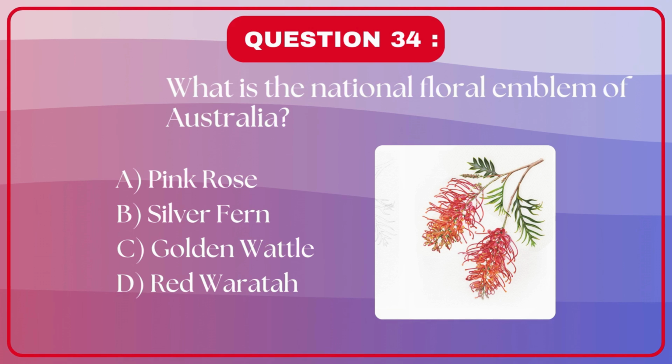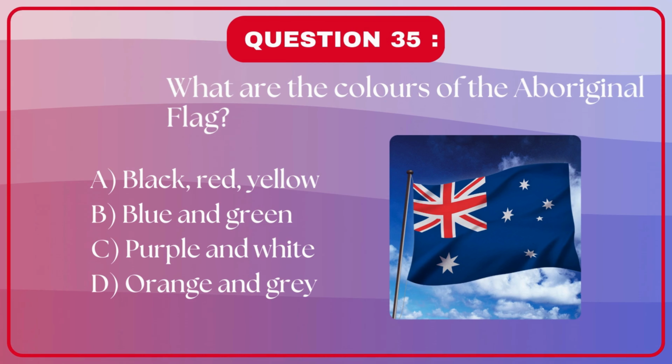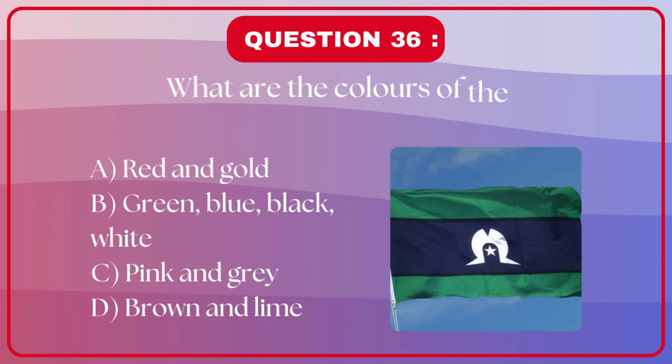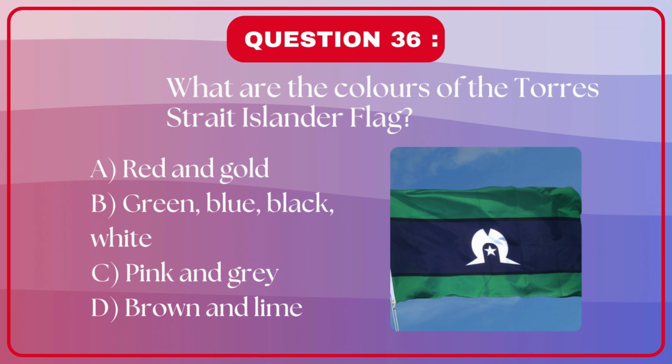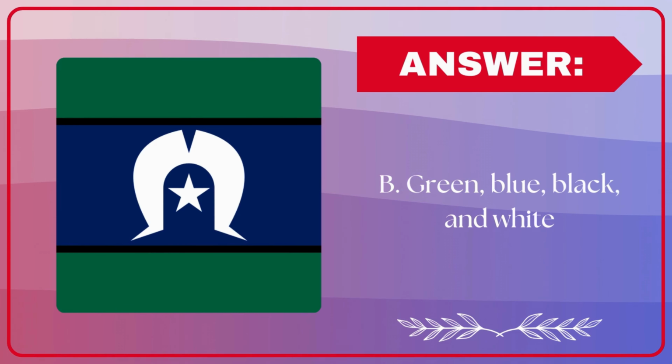What is the national floral emblem of Australia? The golden wattle. What are the colors of the Aboriginal flag? Black, red, and yellow. What are the colors of the Torres Strait Islander flag? Green, blue, black, and white.